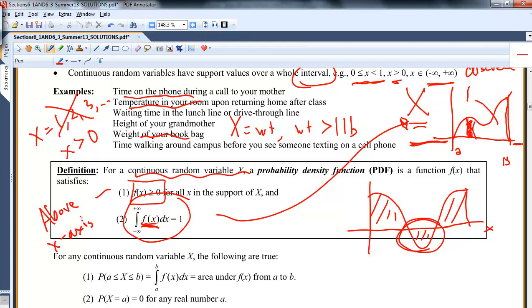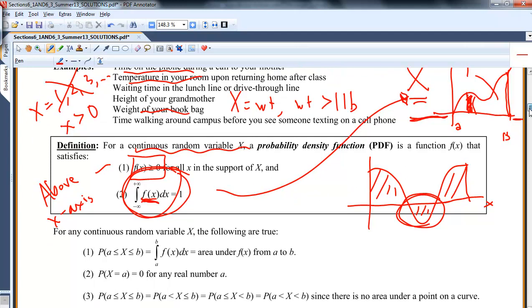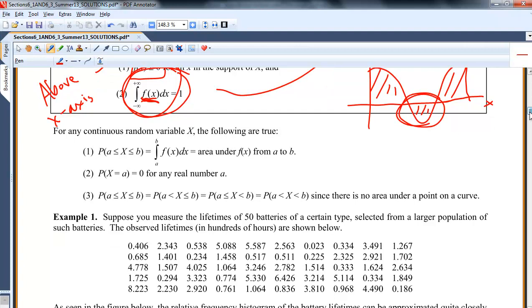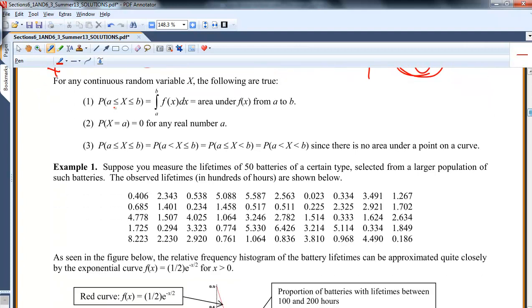And condition 2 is just saying the area under the curve of f of x over the long haul, everywhere f of x is defined, has to be 1. So a couple of properties then. To find probabilities, like the probability the random variable takes on a value between a and b, you're just going to integrate f of x over a to b.